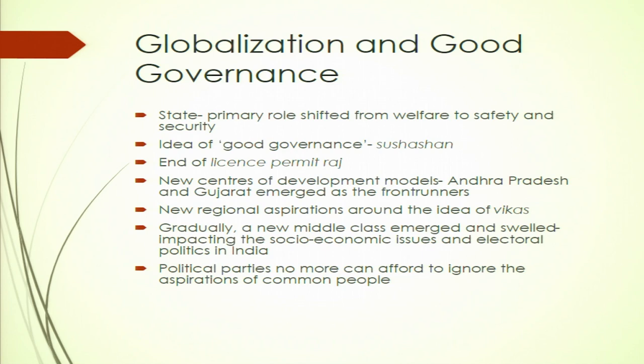And as I have said, one of the primary conditions for globalization and liberalization to take place was that the state must roll back. Now the question emerged: what will be the role of the state in the Indian context? And it was in this context, one can recall, that the idea of good governance or Sushasan emerged in India. Thus, because of globalization, one major shift in the political system in India was that the focus moved from government to governance.